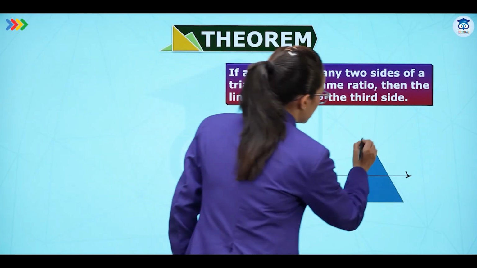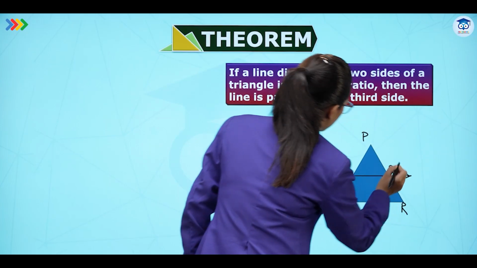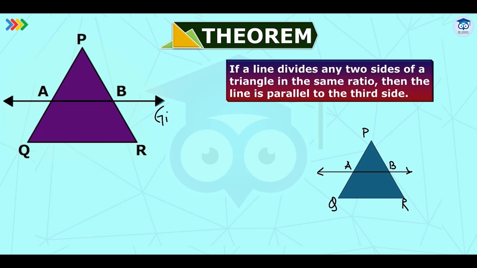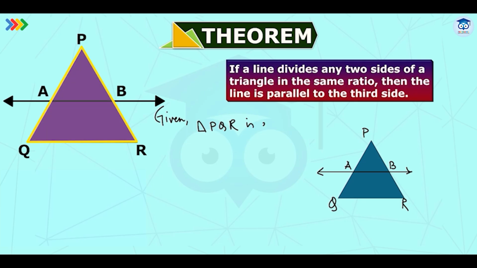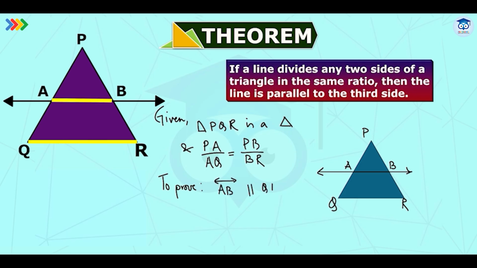So suppose if a line divides in the same ratio, then it is parallel, it says. Suppose this is PQR and this is AB. So it says that given PQR is a triangle and the ratio PA upon AQ is equal to PB upon BR, then we are going to prove that this AB line is parallel to QR line.